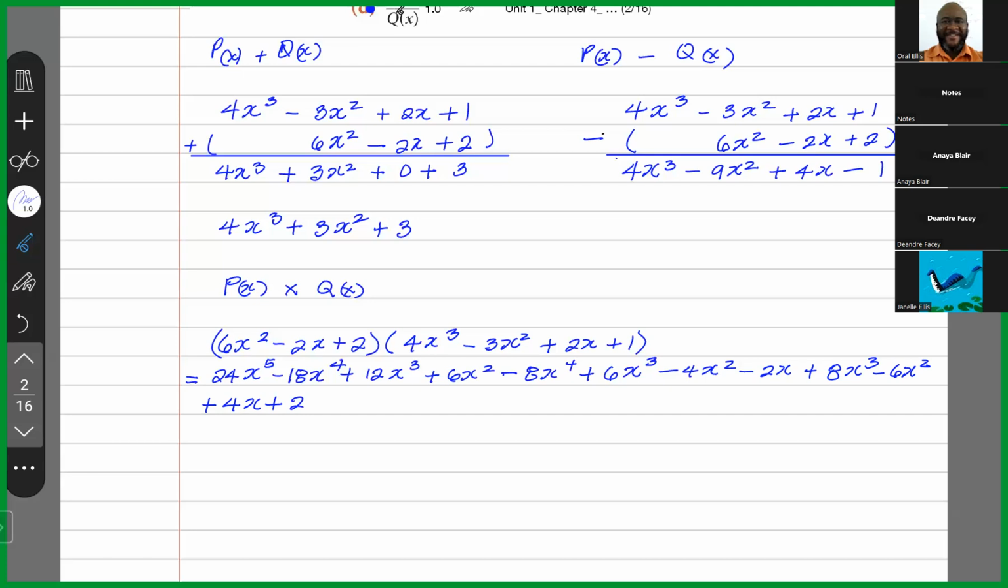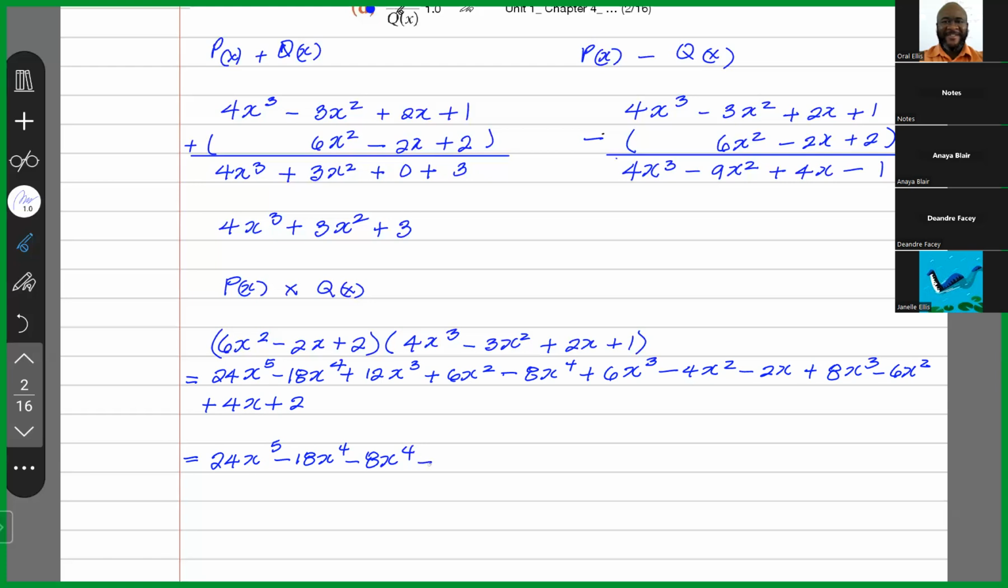To simplify, we're going to add or subtract the terms. And in algebra, we can only add and subtract like terms. So the next thing I'm going to do is group all the like terms. There's 24x to the 5th. There's no other term in x to the fifth, so I move to x to the fourth: minus 18x to the fourth. There's another term in x to the fourth, minus 8x to the fourth. Checking for more, not seeing any.